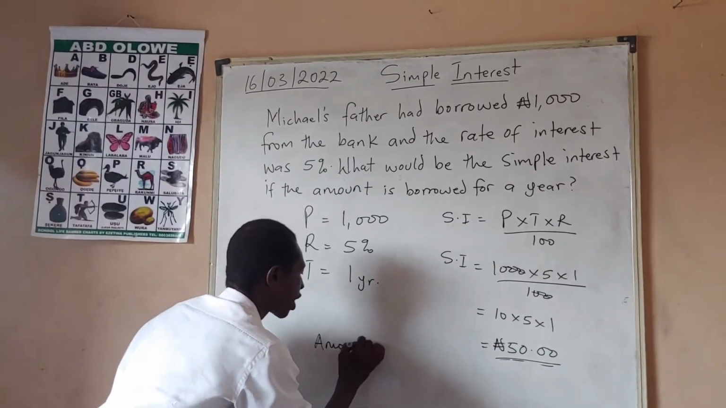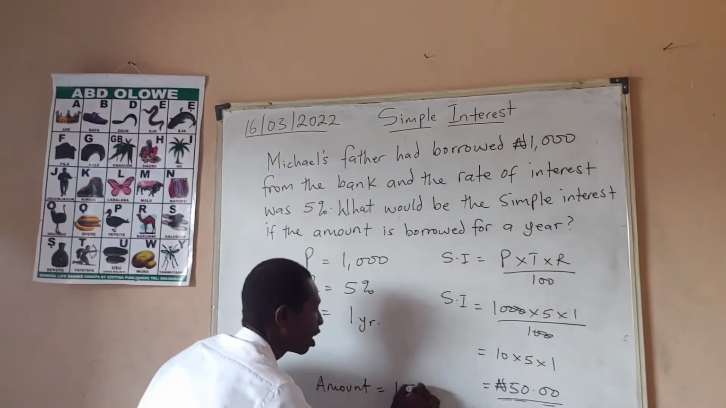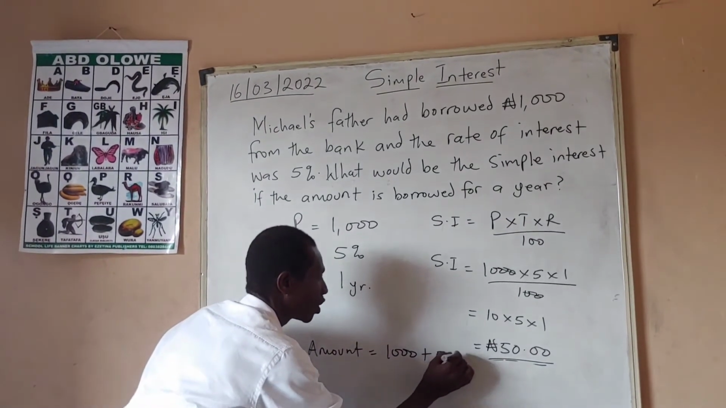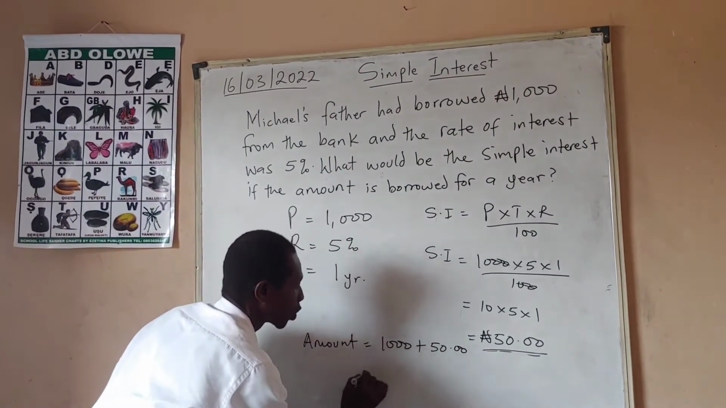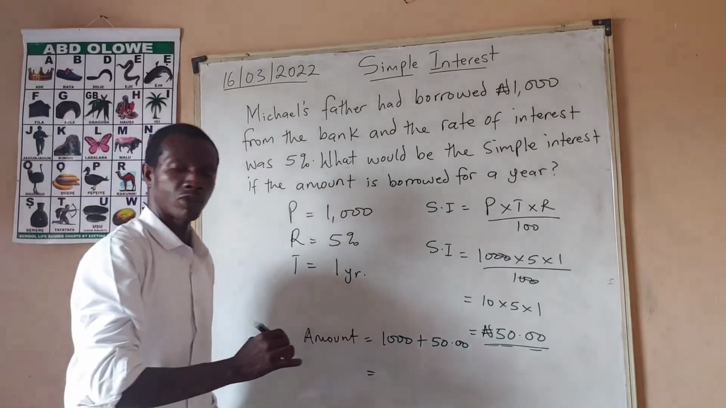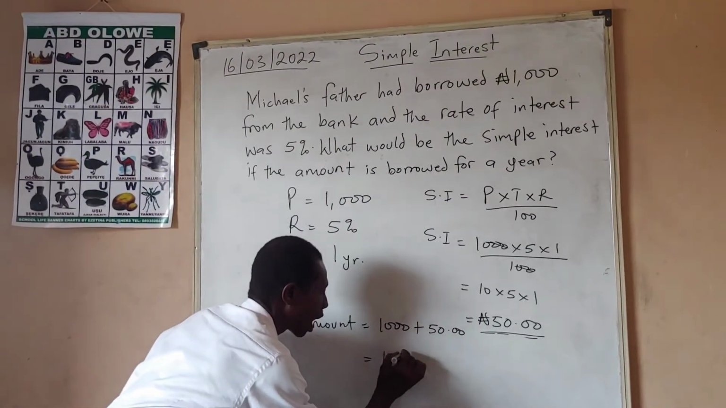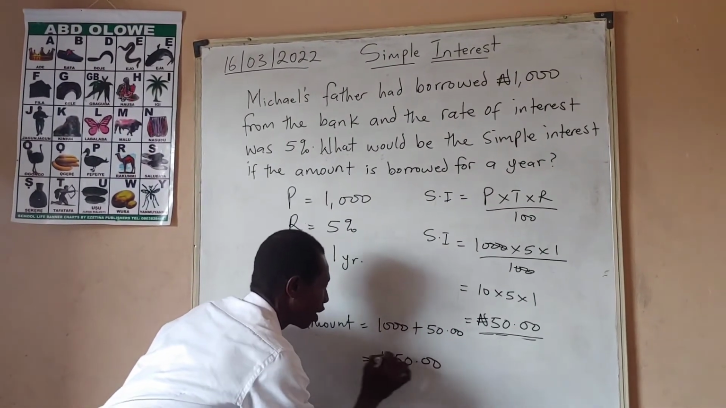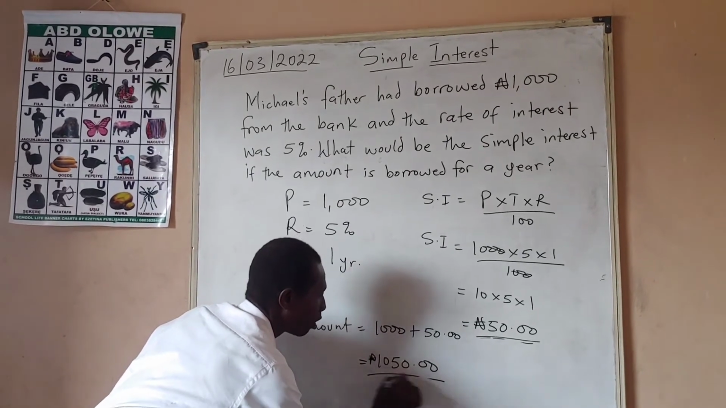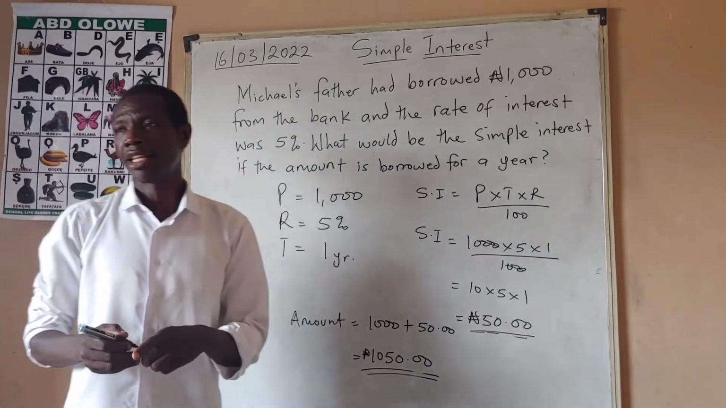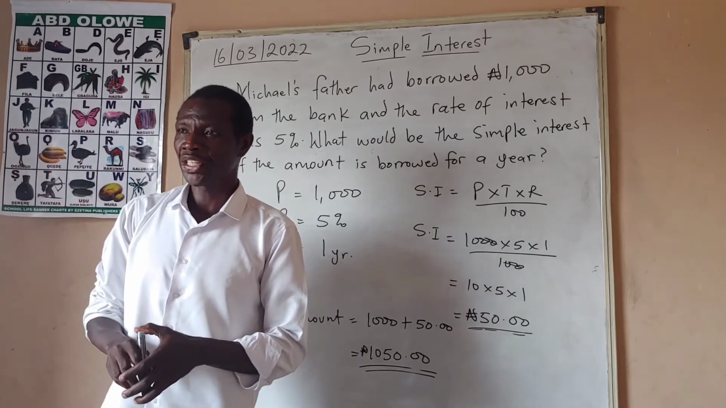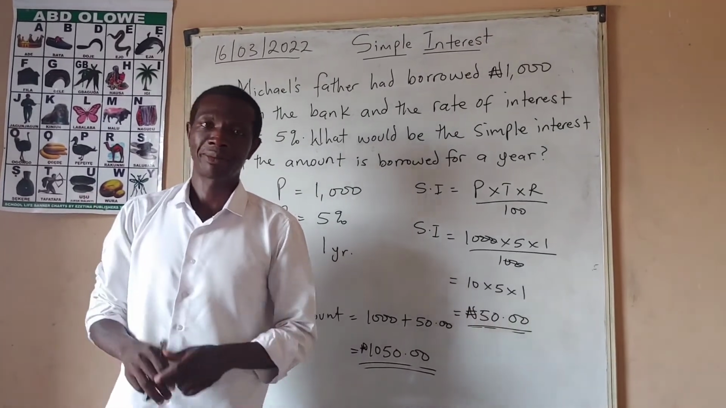Let us quickly work it out. Amount will be 1,000 naira plus 50 naira. That will give us what? 1,050 naira. Beautiful. 1,050 naira. That is the amount that will be repaid. Are we together? Yes. Do you understand it? Yes, sir. Thank you.